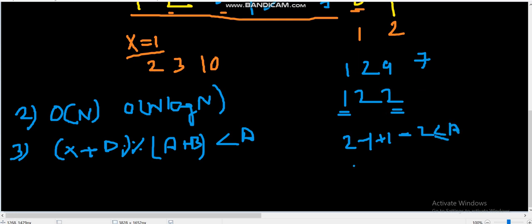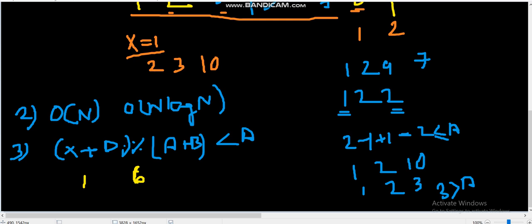But if we take 1, 2 and 10, then after modulo it will become 1, 2, 3. Now 3 minus 1 plus 1 will be 3, which is greater than a. So our answer will be no. That's our algorithm. But this algorithm breaks when, let's say we have 7 days in a week, and after modulo we have 1 and 6.